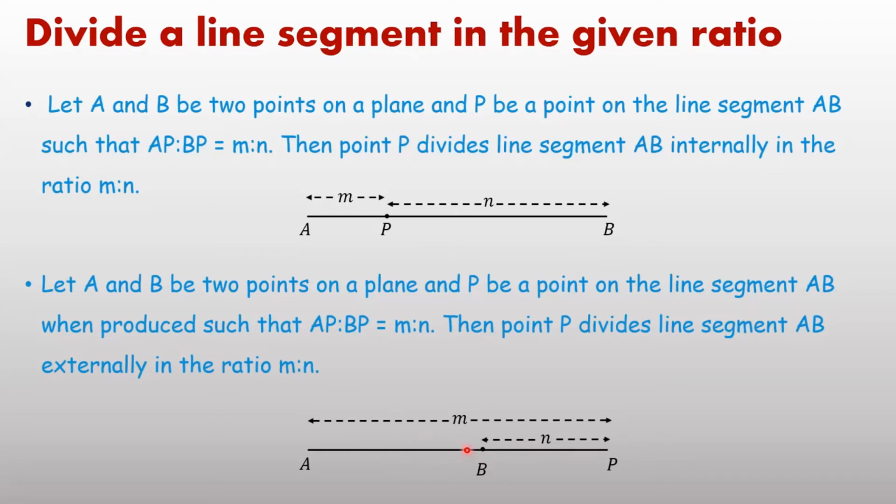It implies if point P lies between A and B on the line segment AB, then we can say point P divides internally. And if point P lies on the line segment AB when it is produced, means outside of AB, then we can say point P divides AB externally in the ratio m:n, where m means AP and n means BP. Here again, m means AP and n means BP. In the first case, the division is internal, second is external.